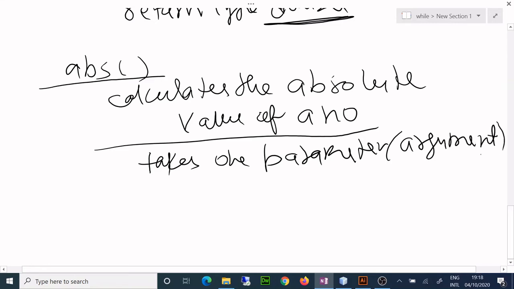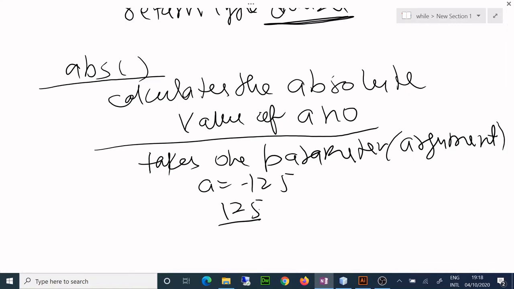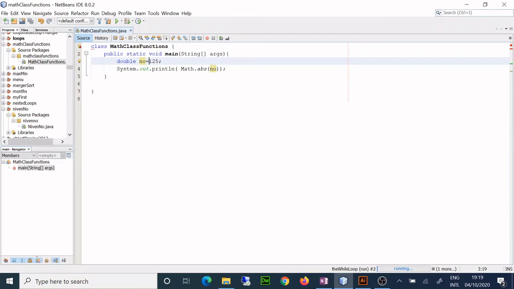Okay, and if a is equal to minus 125, it will return 125. And if its input value, or the value of the parameter or the argument, is an integer, it will return you an integer. If it is a double, then it is going to return you the double value. So that's what math.abs does, right?